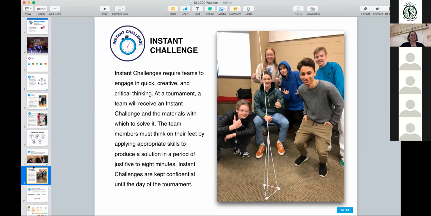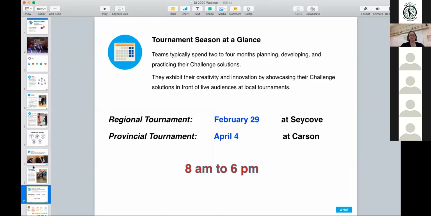So where do these instant challenges and challenge solutions get presented? Most teams spend 2 to 4 months planning, developing, and practicing their challenge solutions, which is exactly what we're doing right now in Maker. And they exhibit that creativity and innovation in front of live audiences at the local tournaments.